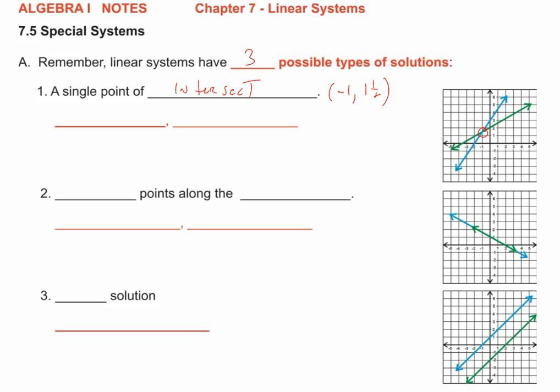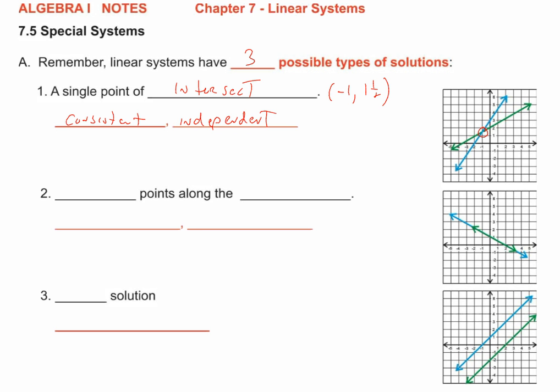And if we were to give a word type solution, we would say consistent and independent. Don't forget, consistent means there is a solution. Independent means there's just one solution. So there is a solution, there's only one.